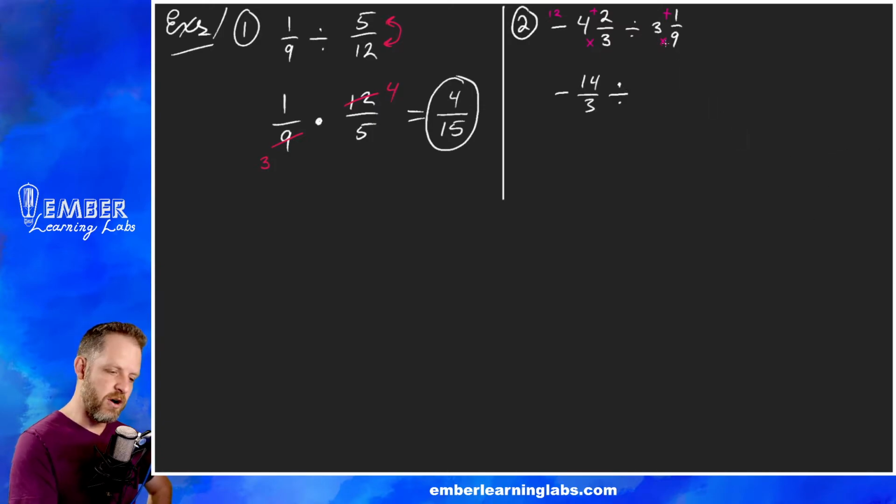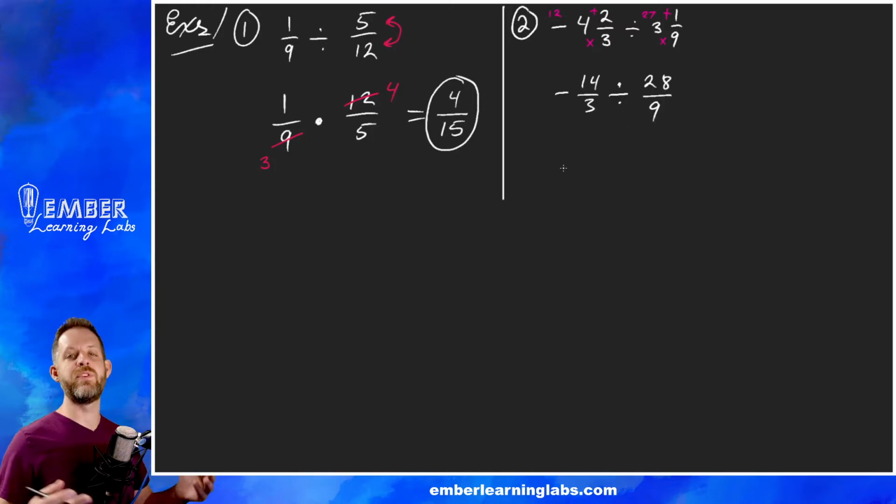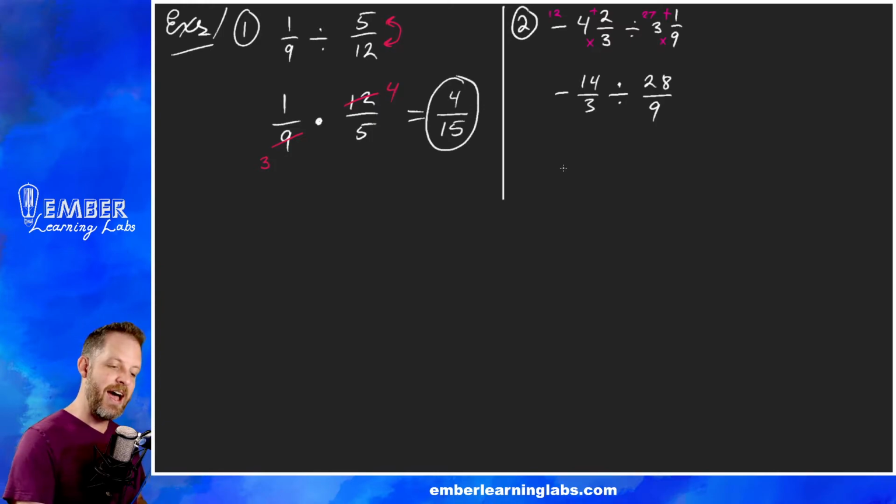So over here, we're going to multiply and then add. So 3 times 9 is 27. 27 plus 1 is, of course, 28 over 9. Now, how do we divide fractions? Well, we just relearned that we flip over the second one and we multiply. Flip the second one and multiply. This is going to stay negative 14 thirds. And it's going to turn into times. And then we flip the second one.